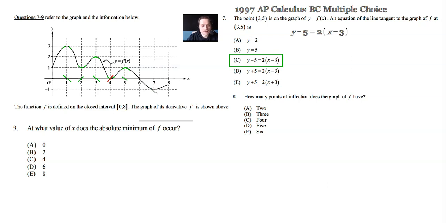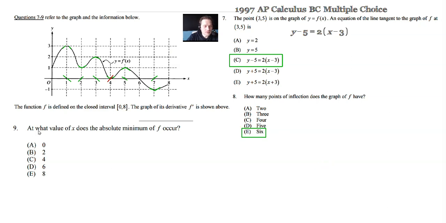Lastly, same thing at 7. Here the first derivative is going down and then going up, which means the second derivative would be negative, since it's going down. On the other side, it would be positive, which means the original function has an inflection point. If you count them, it's 1, 2, 3, 4, 5, 6. In other words, the correct answer here is 6, E. There are 6 inflection points on f.